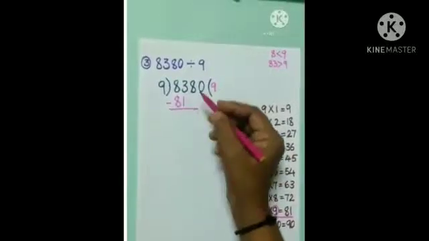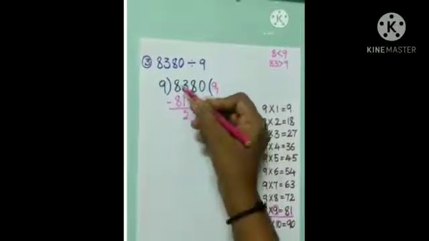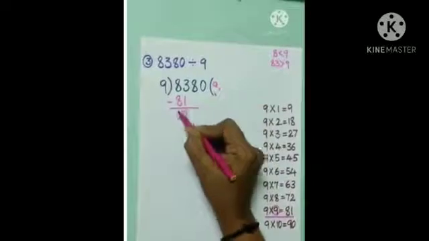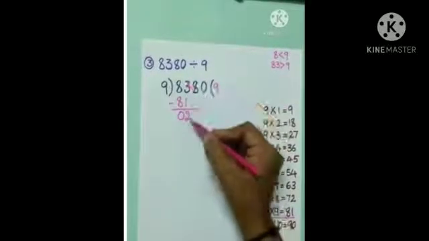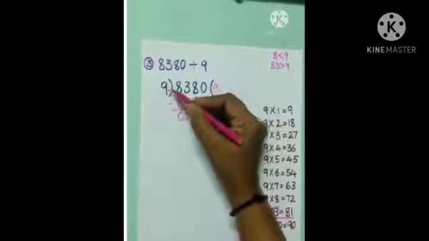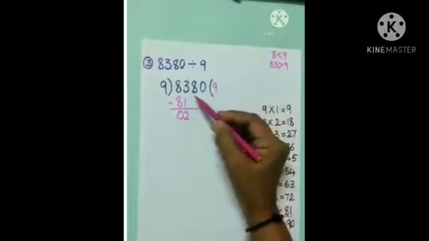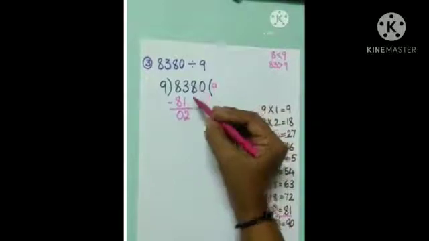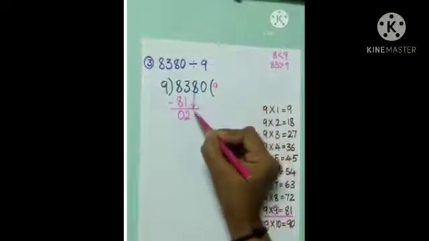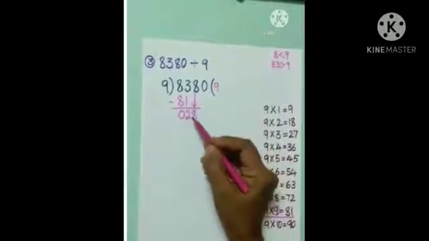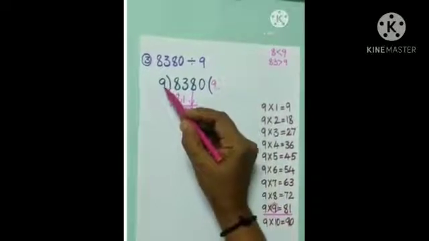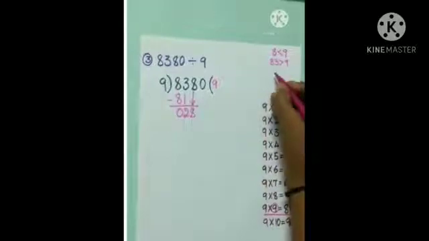3 minus 1, 2. 8 minus 8, 0. Now compare 2 with the divisor 9. 2 is smaller than 9. So we have to consider the next tens place digit, that is 8. Now the number is 28. Now compare 28 with the divisor 9. 28 is greater than 9.